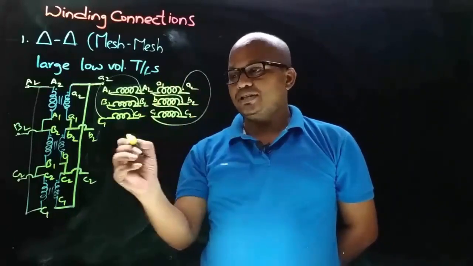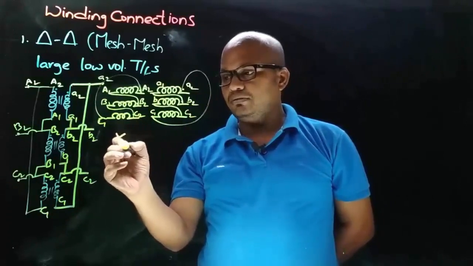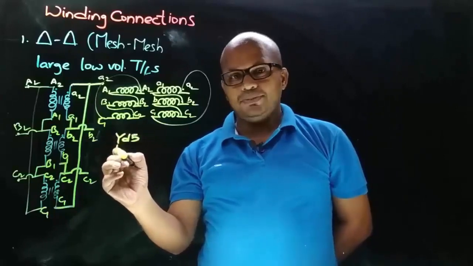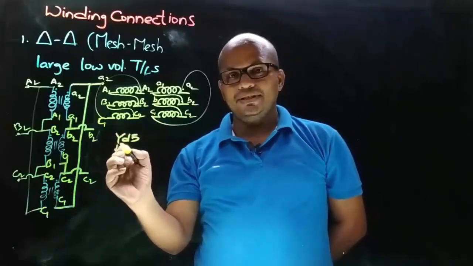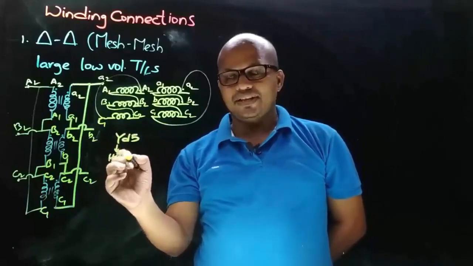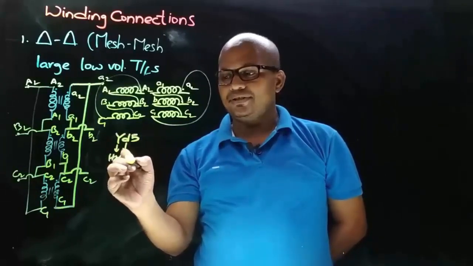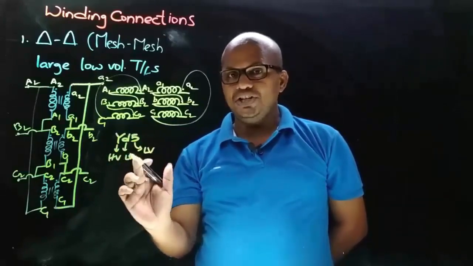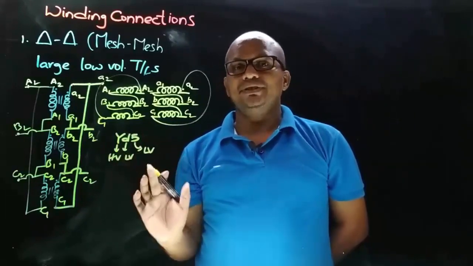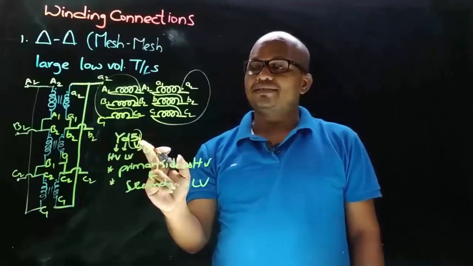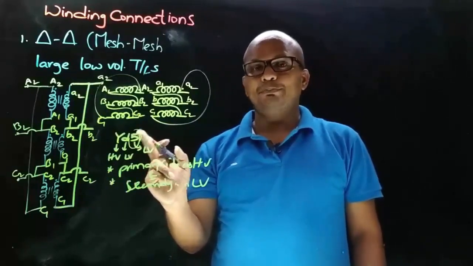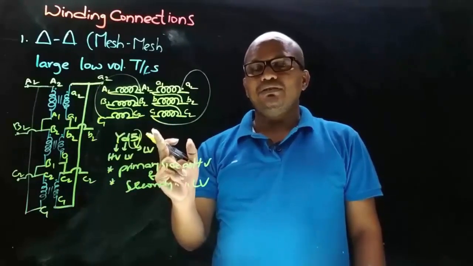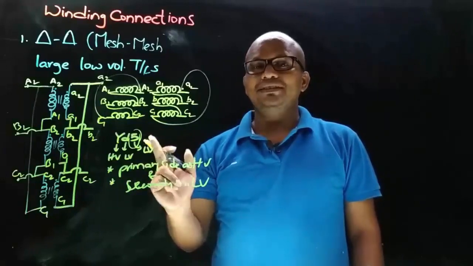And my request to you is that in the vector group symbol, let us consider this. The first position character always represents the HV side, the second character represents the LV side, and 5 represents the LV side voltage phase displacement with respect to the HV side. If I mention this numerical as the secondary voltage phase displacement with respect to primary voltage, it means I took the assumption that the secondary voltage is LV and the primary side is HV.